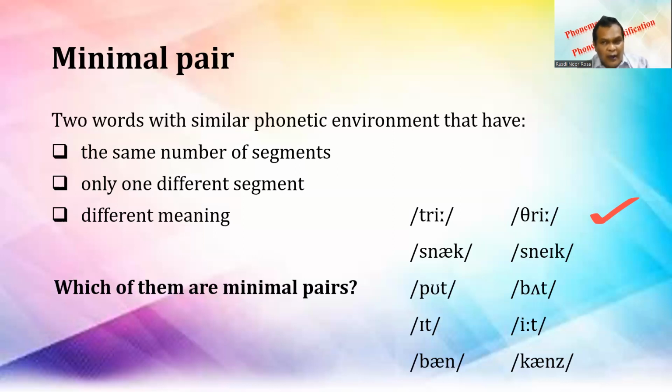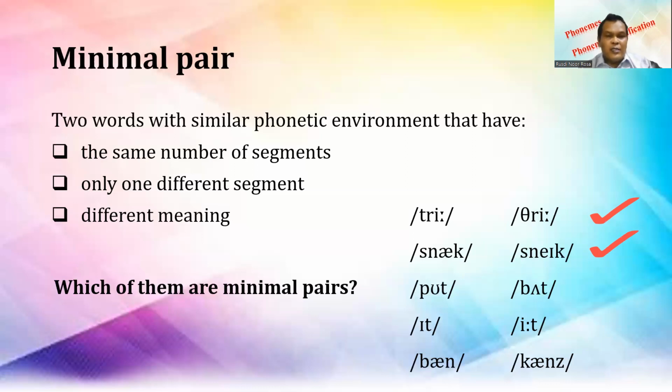What do you think? Are they a minimal pair? Yes. They have the same number of segments. They have only one different segment. That is the vowel in the first word and the vowel in the second word. Remember that this vowel is one sound, although it is composed of two phonemes, but it belongs to a diphthong, so it belongs to a single sound.